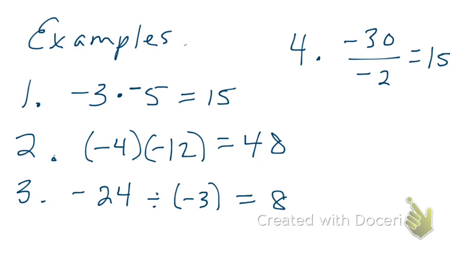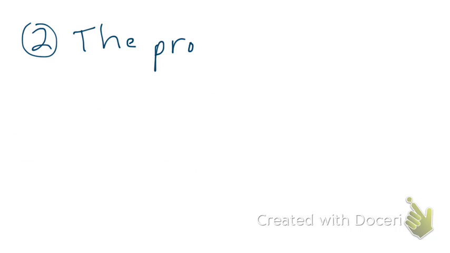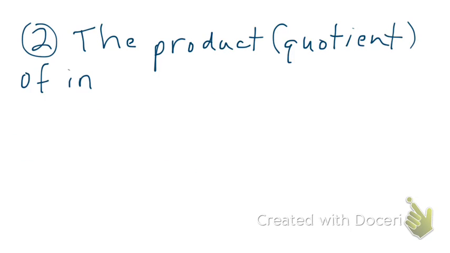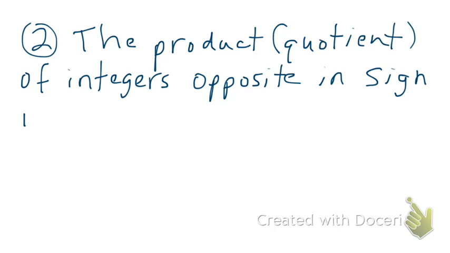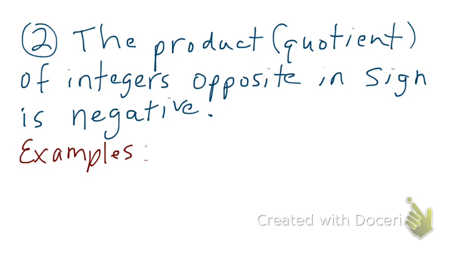So one thing I want you to notice here is when we do multiplication, we can use a dot or we might use parentheses. When we do division, we normally use a fraction form, but it could be written this way. Let's move on. The product or quotient of integers opposite in sign is negative. So again, whether you're multiplying or dividing, if you're working with opposites, you're going to get a negative answer.